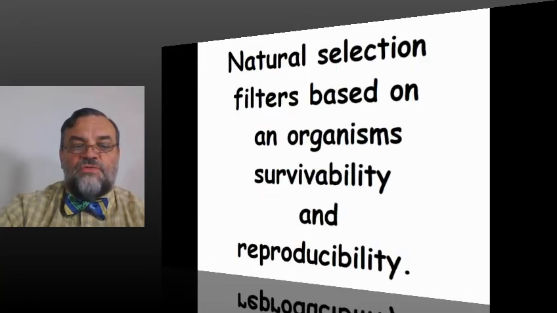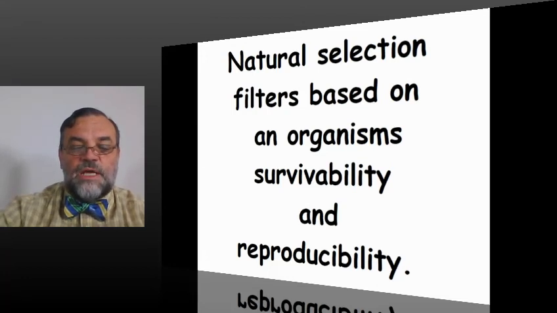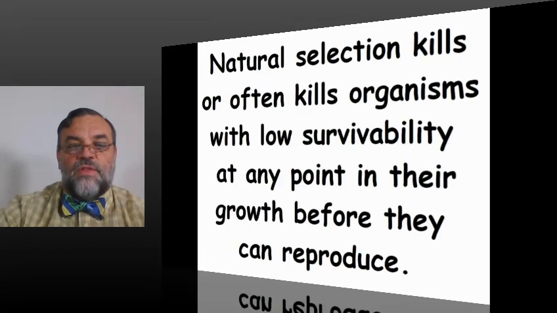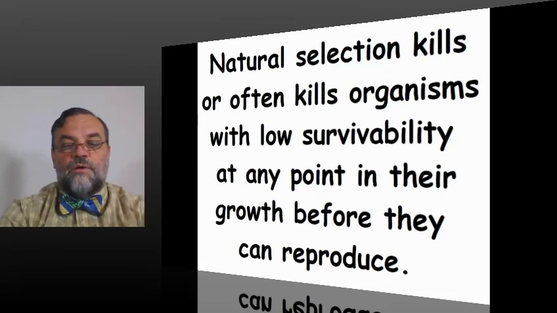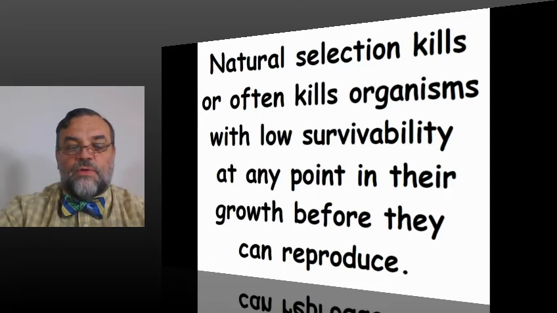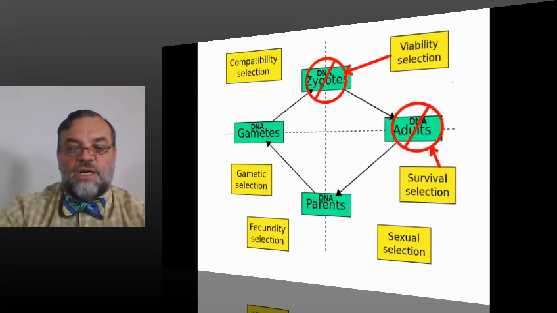Natural selection filters based on an organism's survivability and reproducibility. Natural selection kills, or often kills, organisms with low survivability at any point in their growth before they can reproduce. Going back to our chart here, the chart shows in these yellow squares the effect of selection, and they have it divided up into 6 different types of selection.